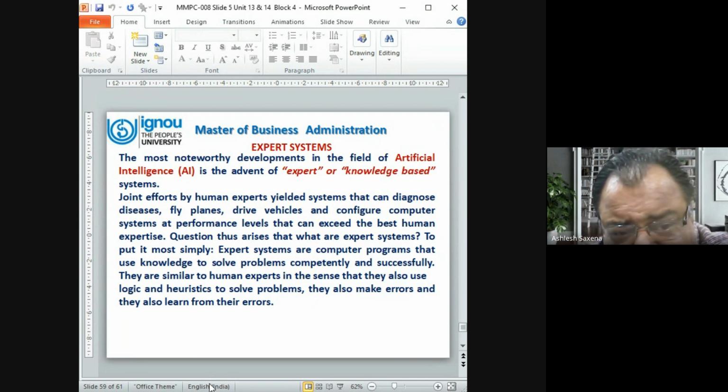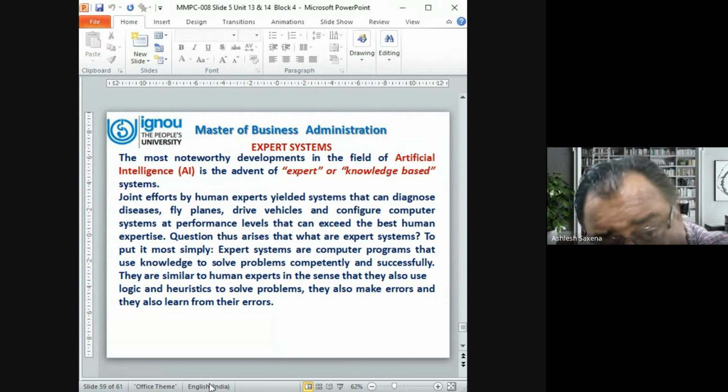The question thus arises: what are expert systems? To put it more simply, expert systems are computer programs that use knowledge to solve problems completely and successfully. They are similar to human experts in the sense that they also use logic and heuristics to solve problems. They also make errors and they also learn from their errors.